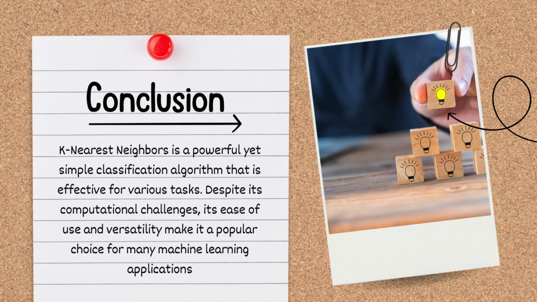Conclusion. K-nearest neighbors is a powerful yet simple classification algorithm that is effective for various tasks. Despite its computational challenges, its ease of use and versatility make it a popular choice for many machine learning applications.